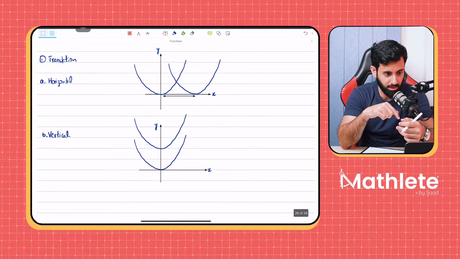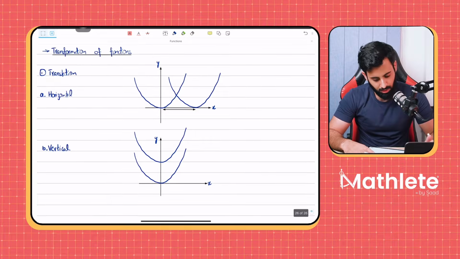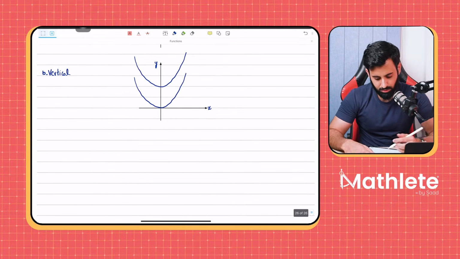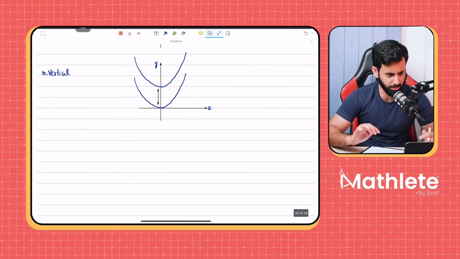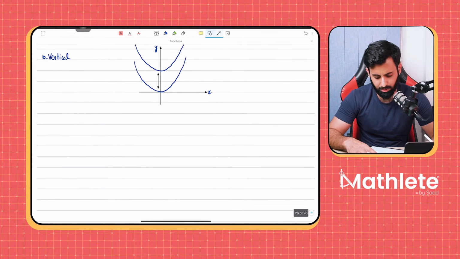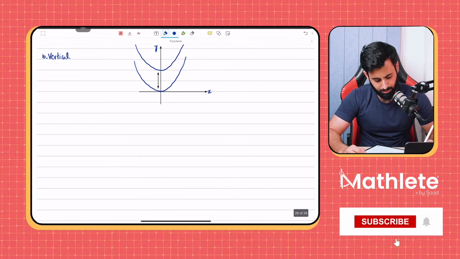So this is how trigonometry helps you understand transformation of functions. More about this transformation in detail later on. In fact, we're going to do translation today in detail. Like I said, right now we're just doing an overview of every single transformation.